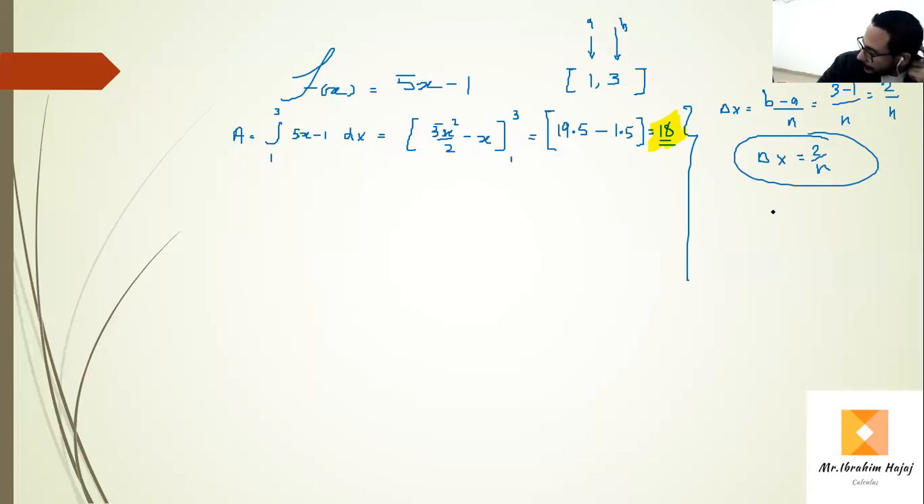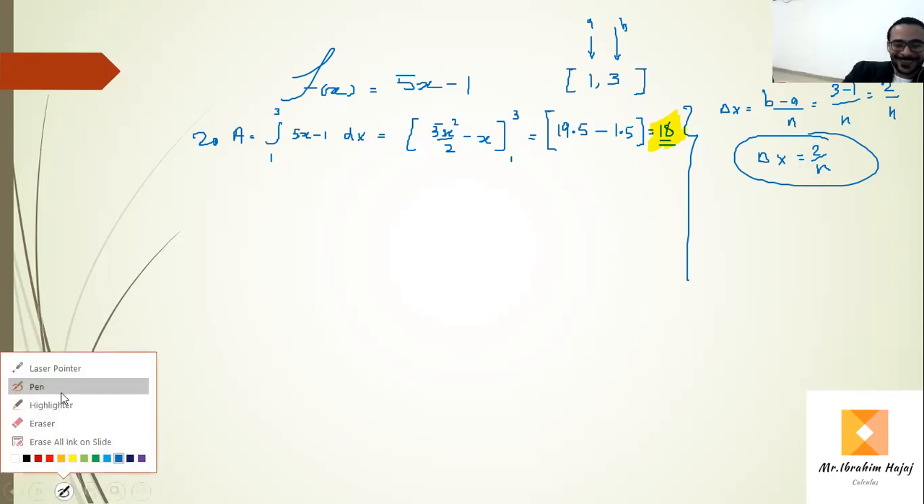Mister, before we go any further, I didn't understand the first one. The 5x squared over 2, how did it become 19.5? He substituted 3 for x, so it's 9 times 5, which is 45, divided by 2. It's 22.5, not 19.5. Minus 1.5, it's 21. So the first step is not correct.